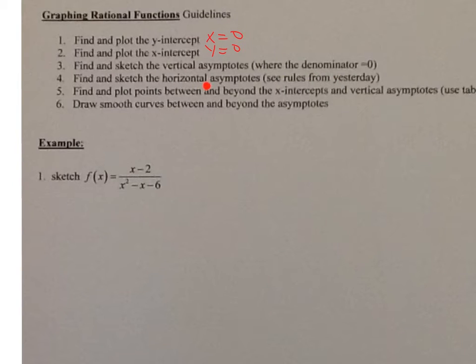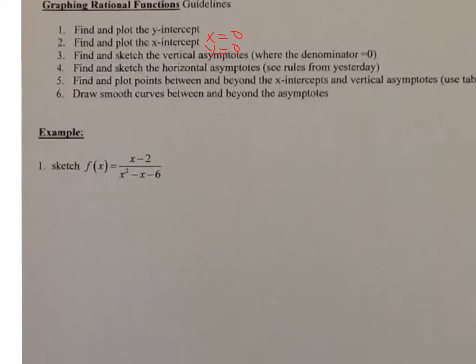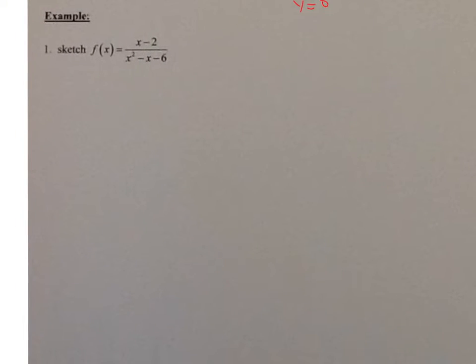Find and sketch the horizontal asymptotes. That's those rules that we went over yesterday. Find and plot points in between and beyond the x-intercepts and the vertical asymptotes. So you can use your table of values for this. Draw smooth curves between and beyond the asymptotes. Okay, so let's take a look at the first one.